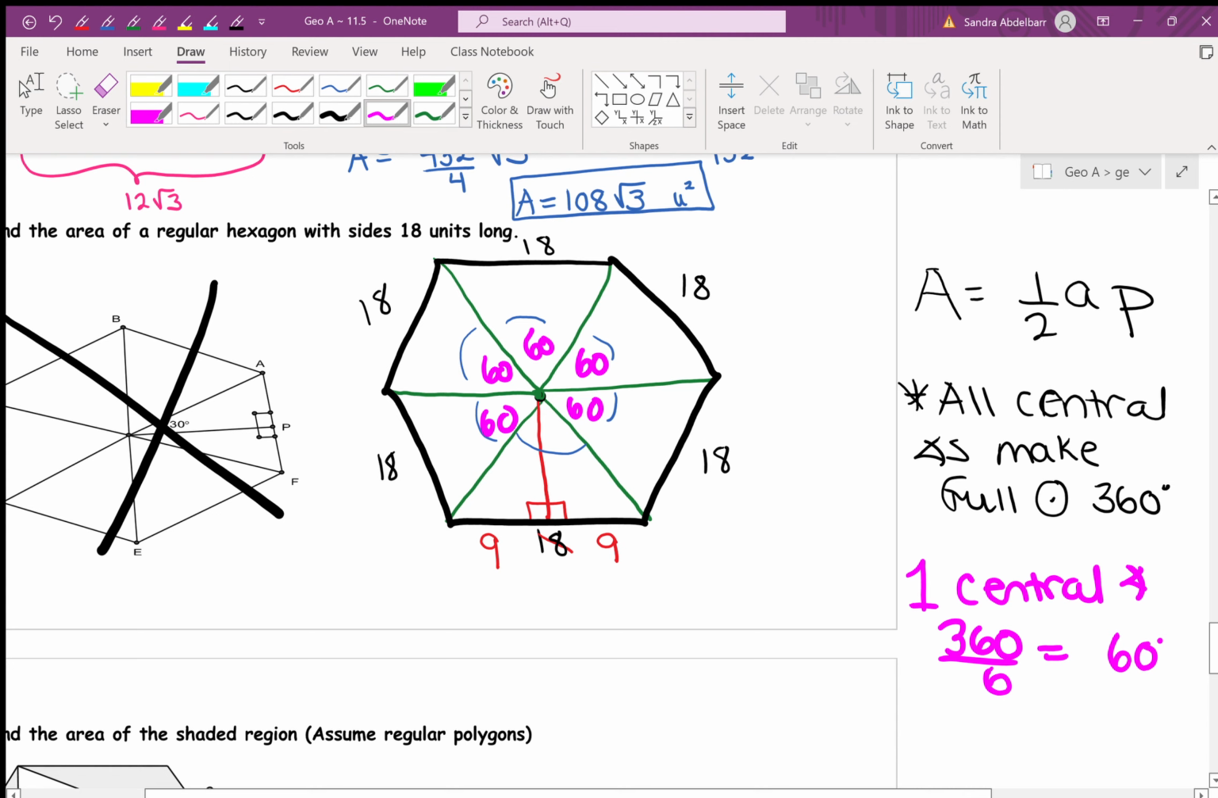All right, so now the 60 in the triangle we're using gets split into two 30s. And now what kind of triangle do we have? 30, 60, 90. Opposite the 30 is x, opposite the 60 is x root 3. So what is the apothem here? 9 root 3. You got it.